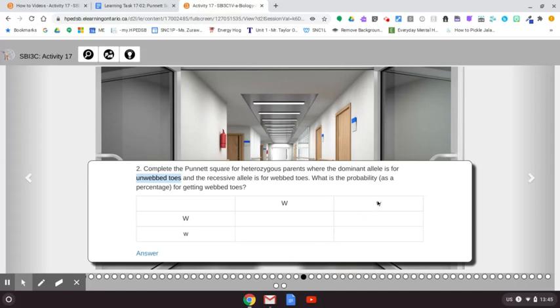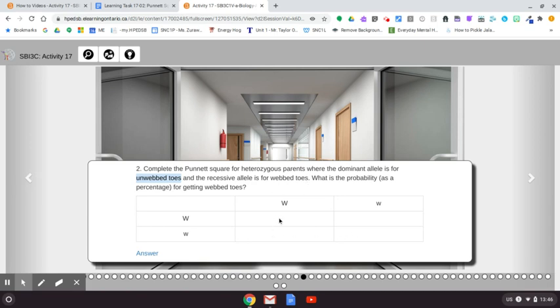child. If we go here, we're going to have a big W, little w. So that would be a heterozygous. And what would it be? Unwebbed, because you have one of the dominant. The only way we get the little w's is over here. Mom has to give her little w, dad has to give his little w, and you would have a little w, which would be the only child that would have webbed toes.